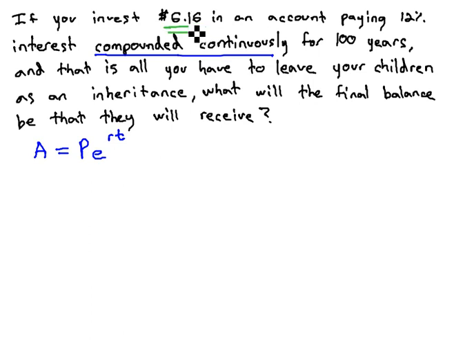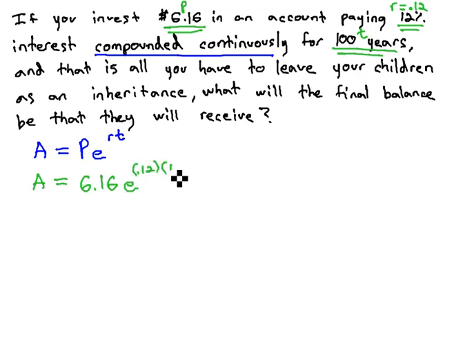Well, $6.16 is what we started with in the account, so that's going to be our P, or principal investment. 12%, that is going to be our interest rate, but we have to write it as a decimal, 0.12. And it's going to be there for 100 years. That's our time. Plugging that into our equation, we have A equals P, which is 6.16, times e to the r, which is 0.12, times t, which is 100.